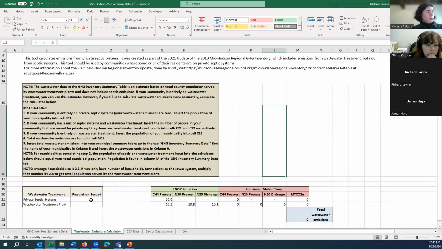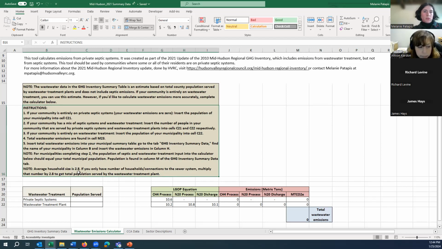So there are two places that you can input data. The population, if you are entirely on septic systems, that you would only fill in this population served by private septic, or if you're a combination of both, then you would input the population on private septic and on wastewater treatment plant. Some municipalities only track data of the number of households or number of hookups to the sewer system. So if you're only able to get that data, we're using the average household size of 2.8, which is here. If you need to do that calculation, you would multiply your number of households by 2.8.